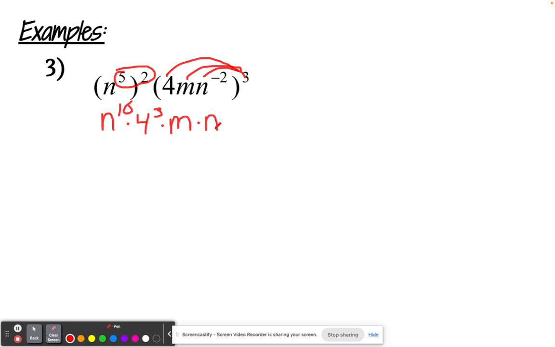Now let's do some cleanup. First of all, I have 4 to the third power. 4 times 4 times 4 is 64. And I'm going to put that in front because we like our coefficients in front. Now we like to go alphabetically, so I'm going to do my m next. I forgot to write my 3. My m was raised to the third power, so my m to the third power will be next. And last I have my n. I have n to the 10th power and n to the negative 6. 10 plus negative 6 will bring me n to the 4th power.